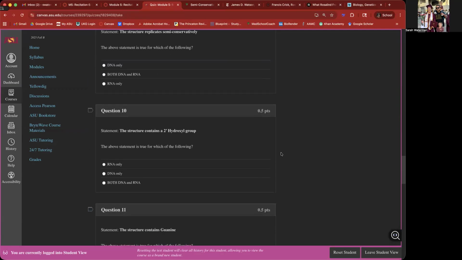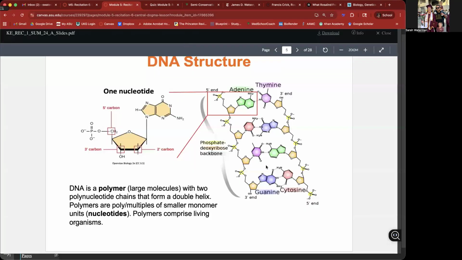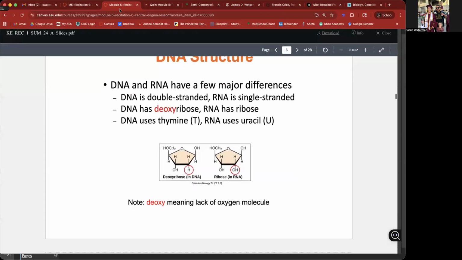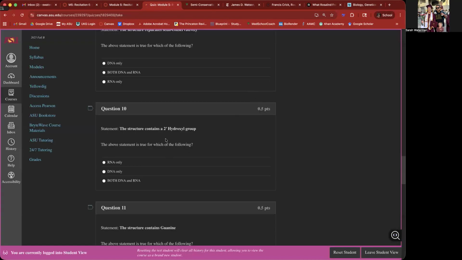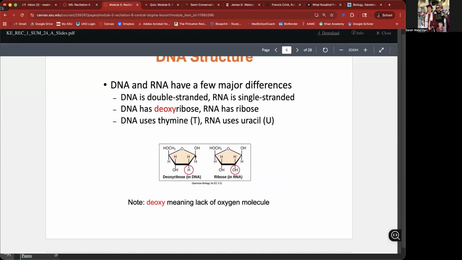So with question 10, the structure contains 2 hydroxyl groups. So let's just real quick look at this one again. A hydroxyl group is OH. And so we see that the structure has a 2' hydroxyl group. My apologies, not 2 hydroxyl groups. A 2' hydroxyl group. So this is 2'.